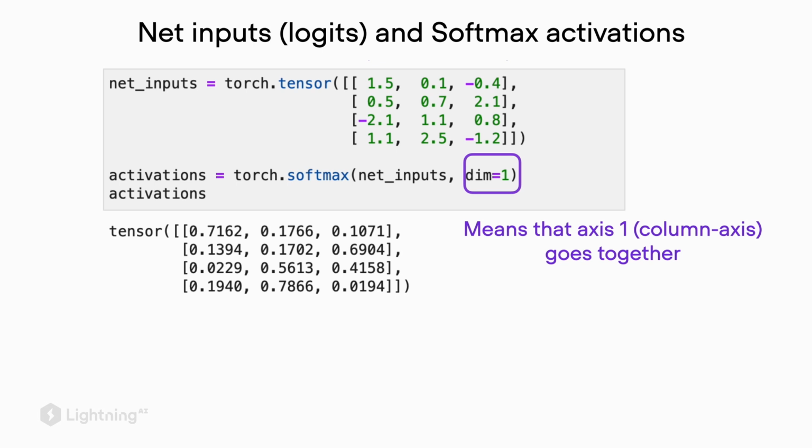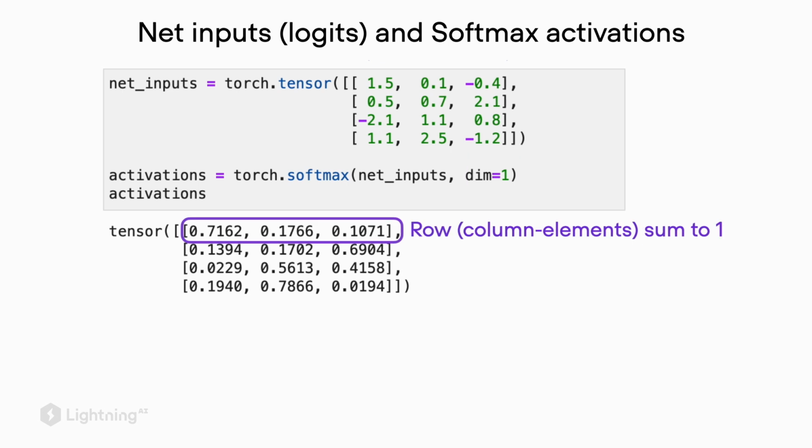If we replaced this value by dim equals 0, what would happen is that all the values in one column would sum up to 1, which is not what we want. Like we learned before, what we want is that for each row, for each training example, all the class membership probabilities should sum up to 1.